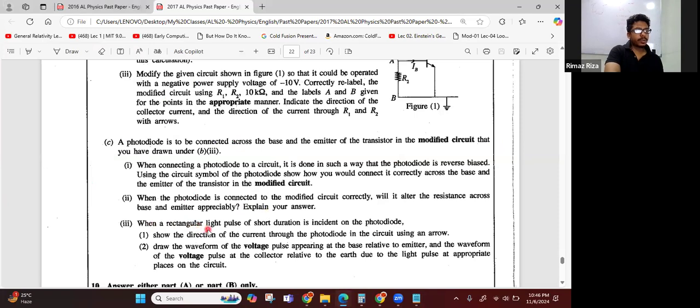When a rectangular light pulse of short duration is incident on the photodiode, show the direction of the current through the photodiode in the circuit using an arrow.